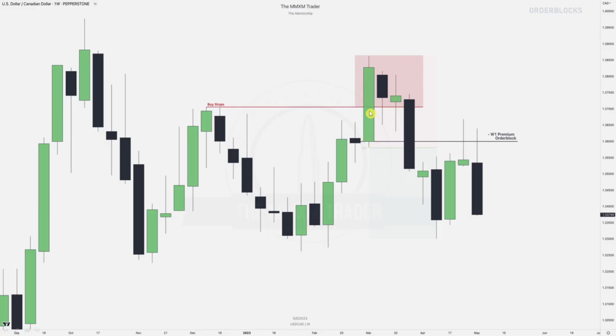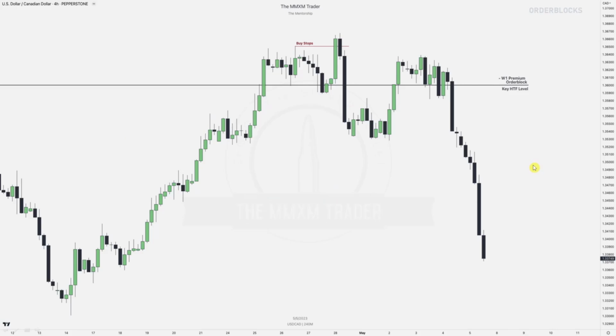So we have this order block over here. We take out buy stops and then price continues to break down lower, confirming this order block. So drawing out this weekly premium order block out in time over here. When we go to a 4-hour chart, then we have some more structure to work with. Now take a look at this chart and see if you can spot another high probability order block, only on a lower time frame.